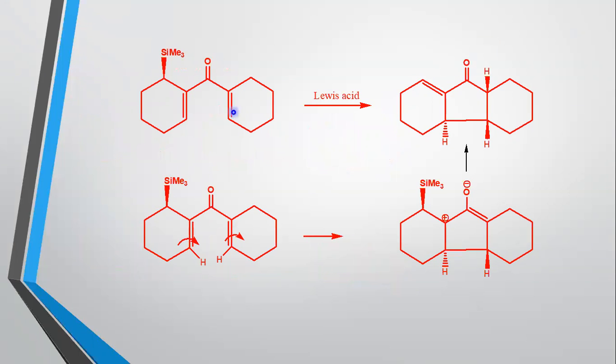Next problem is this. This is based on the Nazarov cyclization. In this case, we first need to make a 4-pi electrocyclic ring closing reaction using 4-pi electrons. This is the 2 electrons from this bond and 2 electrons from this bond. These are not involved because this carbon is slightly positively charged and this is negatively charged. So we'll take only these 2 pi bonds with 4 electrons.